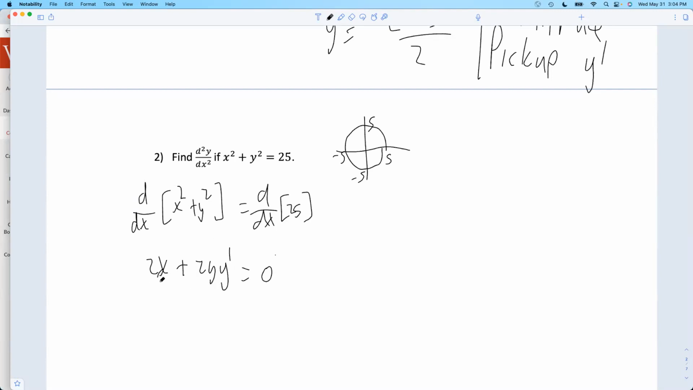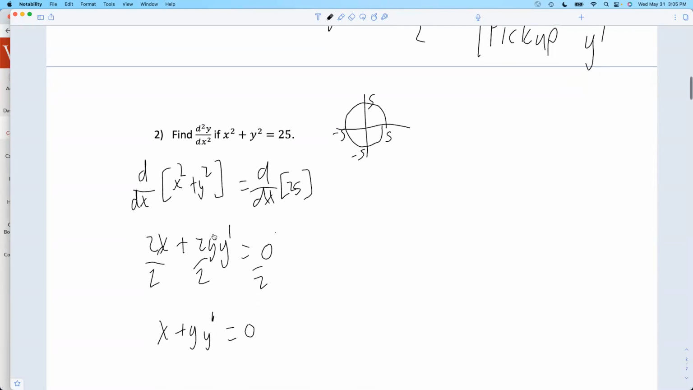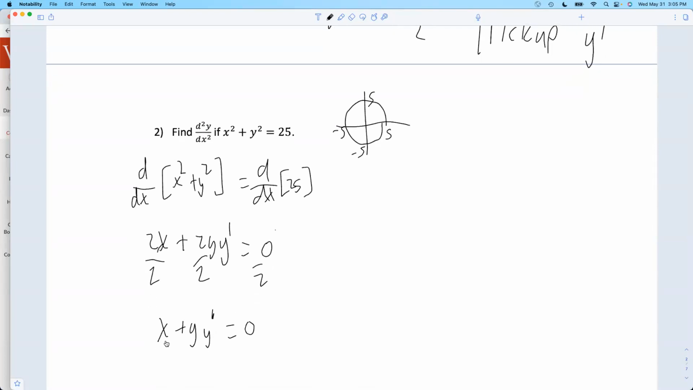And now I could, if I wanted to, since it does clean things up, just divide everybody by 2 here. 0 divided by 2 is 0. I get x plus y times y prime equals 0. Now, they asked me for the second derivative, so I'm going to use this version to find the second derivative. But just for fun, let's work with this guy a minute.